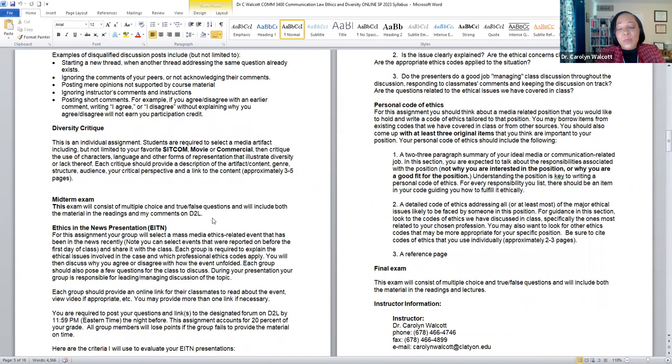Your midterm exam will be based on what we would have done from the first segment, the first module, up until the middle of the semester. That's already posted, so that will be your midterm exam.